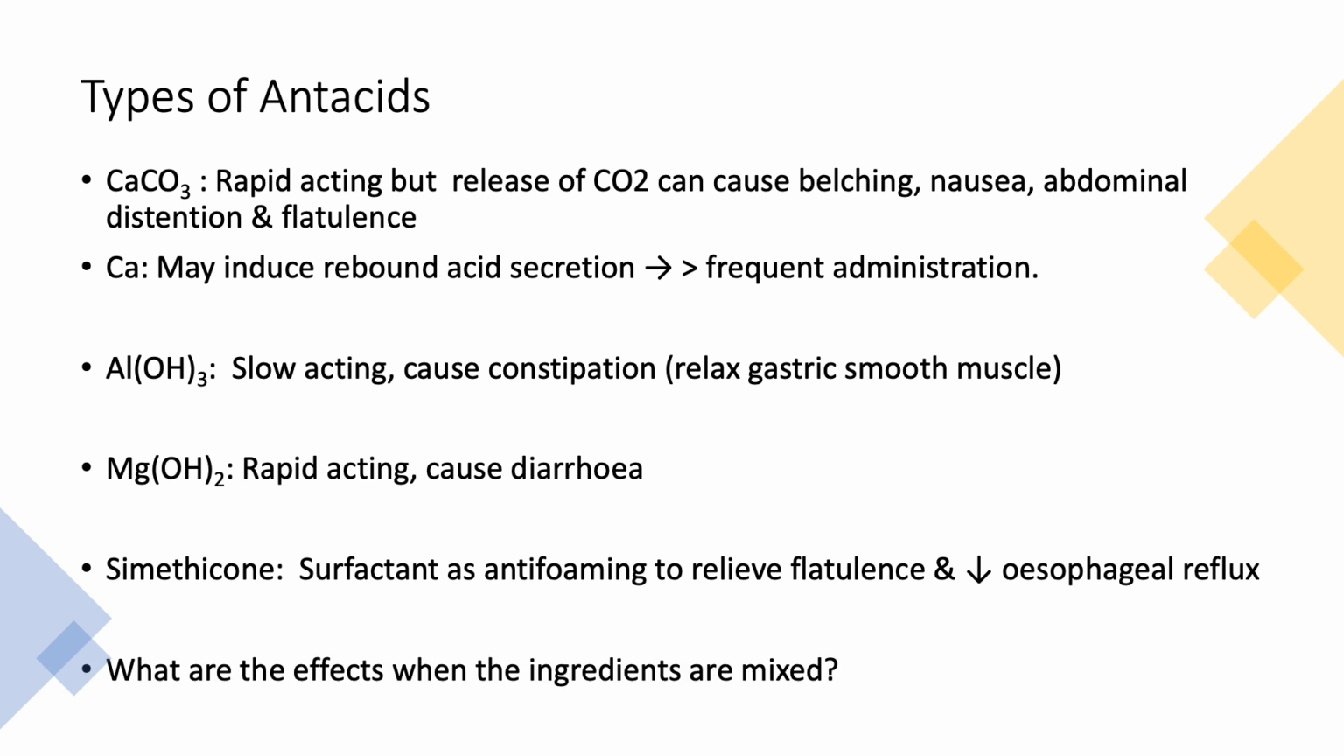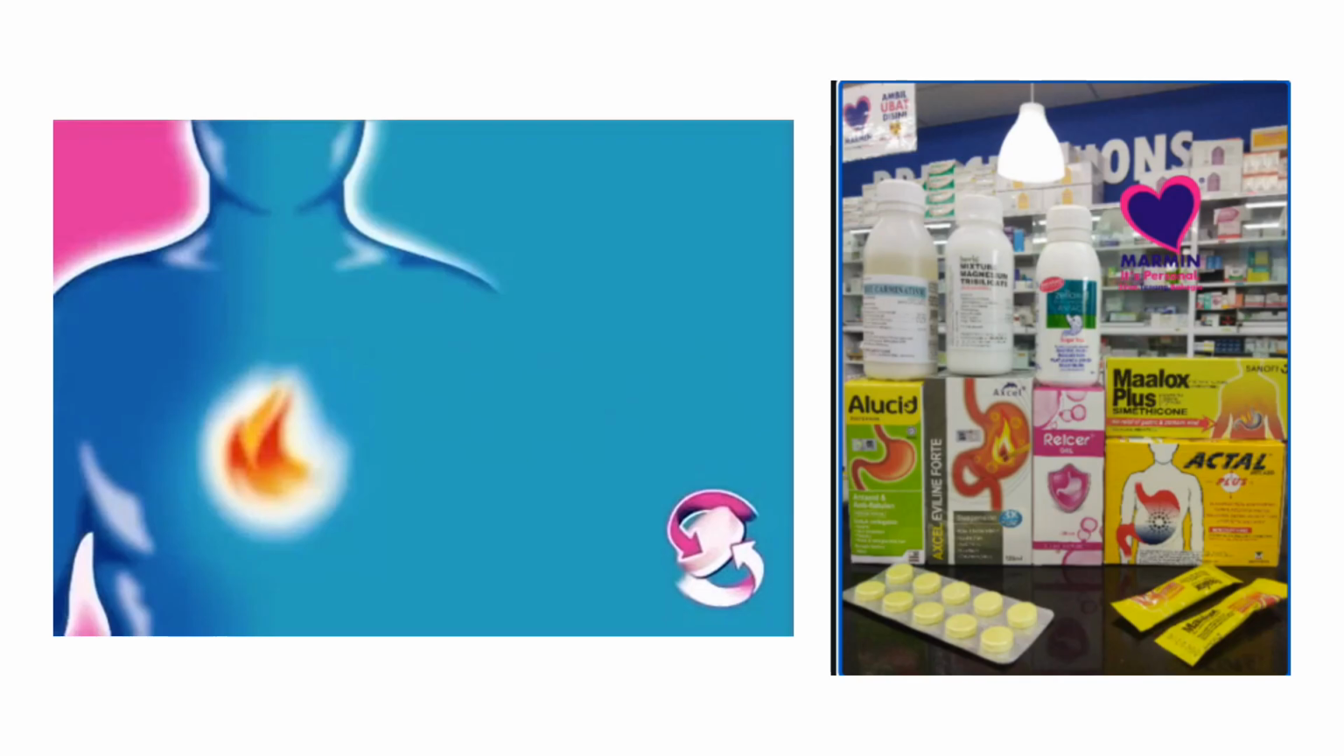So what are the effects when the ingredients are mixed? For example, if you mix aluminium hydroxide and magnesium hydroxide, you can balance out the effects of constipation and diarrhea. So basically there are not many side effects in a way, right? Again, you can have a better profile by combining the slow and rapid acting. So let's move on.